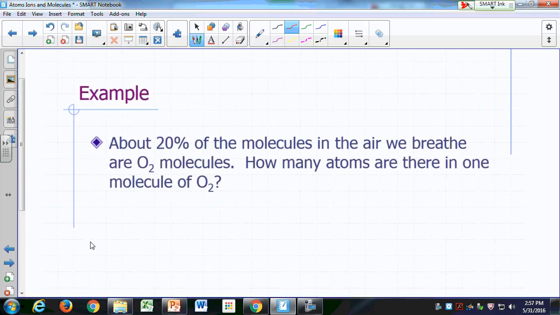20% of the molecules in the air that you breathe are O2 molecules. We represent the molecules by this formula, O2. What does that mean? If I have a molecule of O2, how many atoms are there in that molecule? 2. And both of those atoms are oxygen. So you have 2 oxygen atoms sort of stuck together. And the reason they're stuck together is they're sharing electrons. Okay, so there's 2 atoms in that molecule.